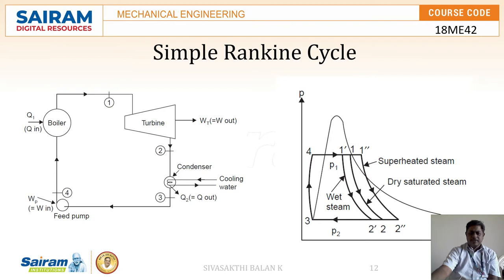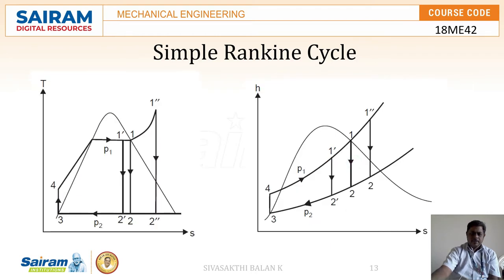This is how a typical TS diagram looks for a simple Rankine cycle. In the same diagram, we have represented the quality of the steam at the end of the boiler. It varies with respect to the quality of the steam. It might be dry steam or wet steam, or even superheated steam. Based on the quality of the steam at the end of the boiler, the TS diagram and HS diagram vary accordingly. These two represent the TS diagram variation for various qualities of steam at the end of the boiler, as well as the HS diagram of the simple Rankine cycle.